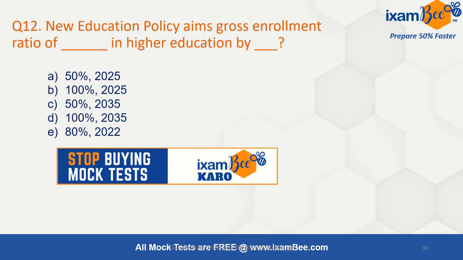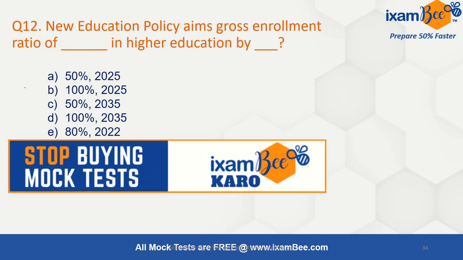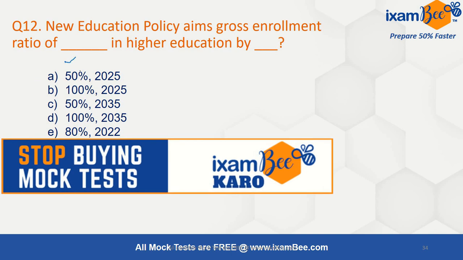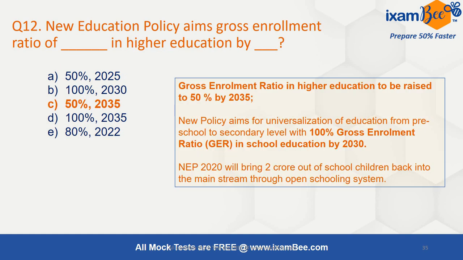New education policy aims gross enrollment ratio of what by which year? So gross enrollment ratio of higher education I am asking here. These are 5 options you have, but as I keep on saying, in the answer you have to know other things also. So here the answer for higher education is by 2035, 50% gross enrollment ratio is the aim in the new education policy, but NEP is also aiming for other things.